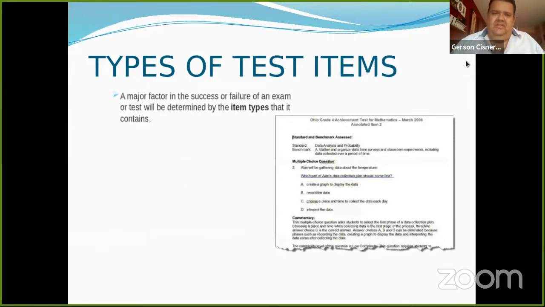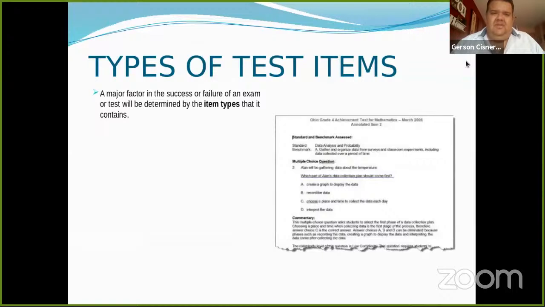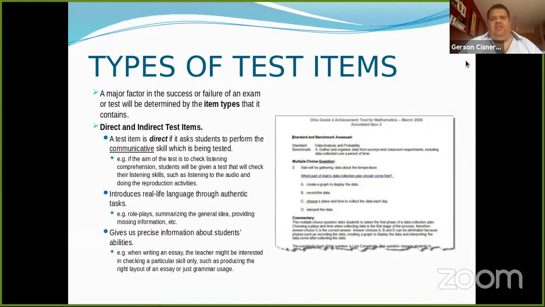Very good. So, can you read this, Giovanni? A major factor in the success or failure of an exam or test will be determined by the item types that it contains. Very good. So we're going to discuss the first two, the direct or the indirect test items. Let's talk about first the direct.